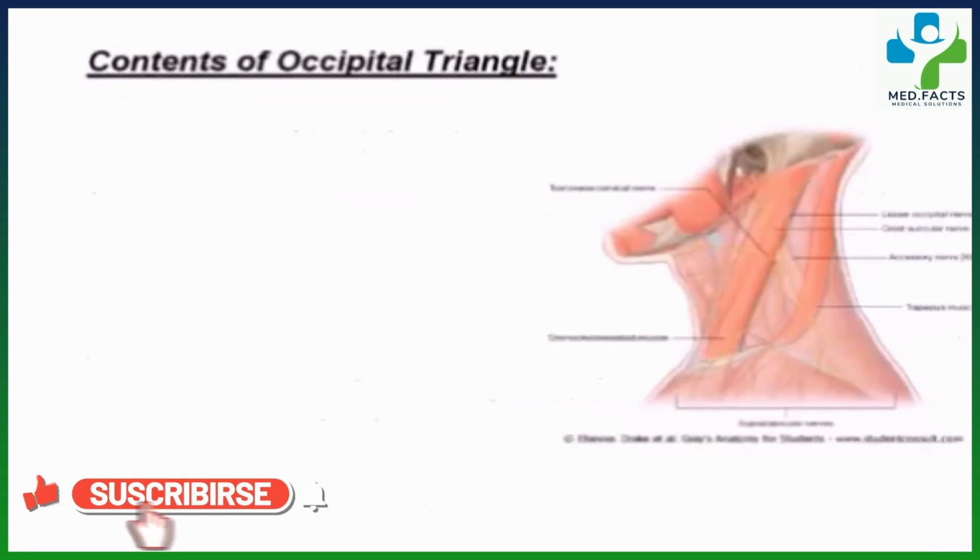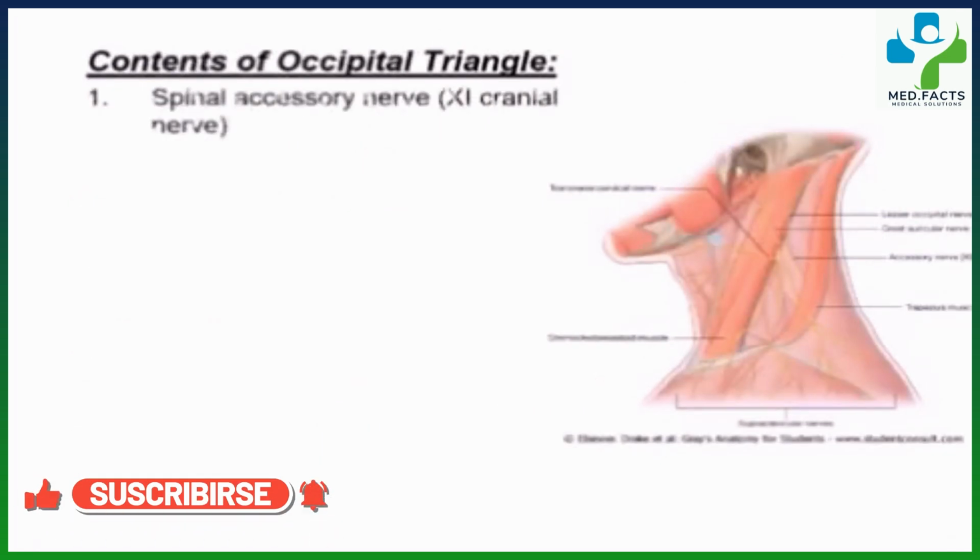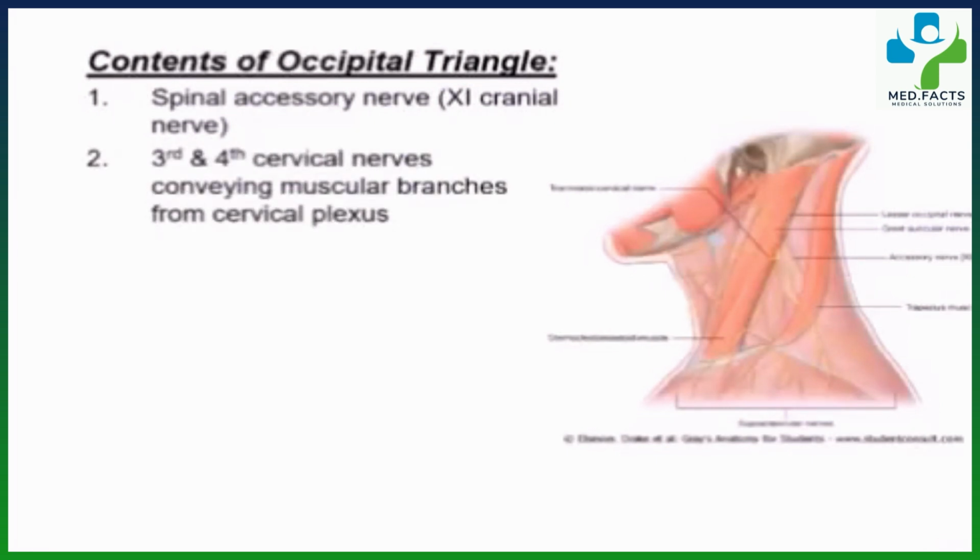So what are the contents of this occipital triangle? A very important content of this triangle is the spinal accessory nerve, the 11th cranial nerve. I said this is the nerve which supplies the sternocleidomastoid muscle as well as the trapezius. If it is damaged, I showed you the picture of the newborn with a condition called torticollis. So this is the spinal accessory nerve.